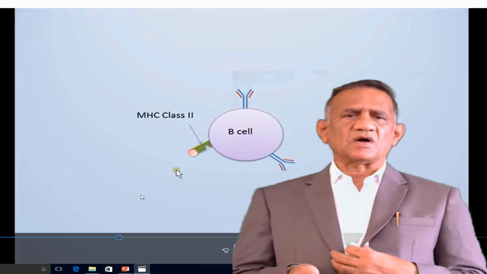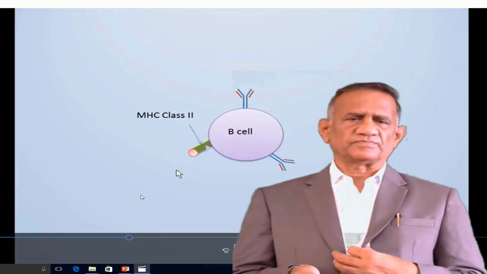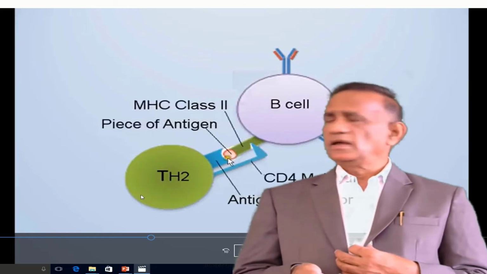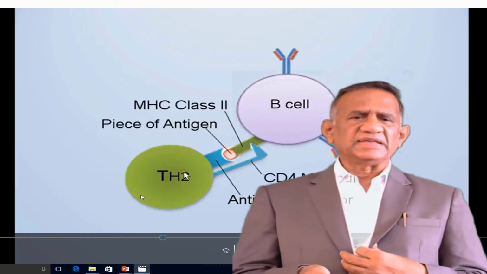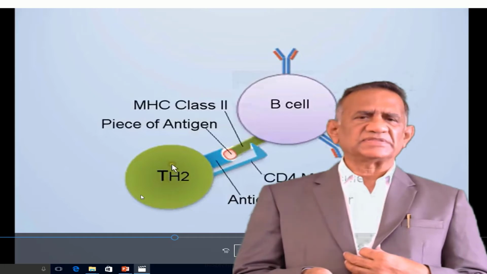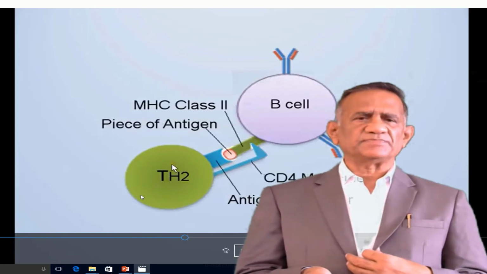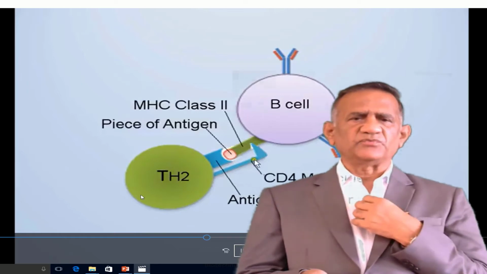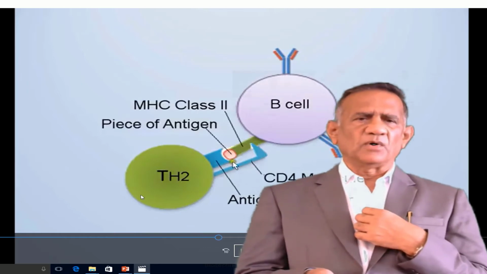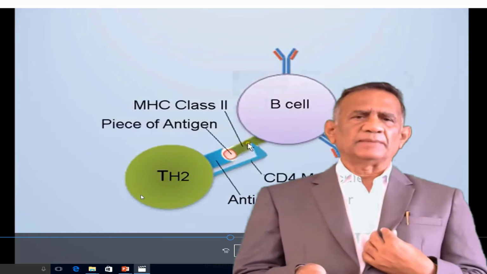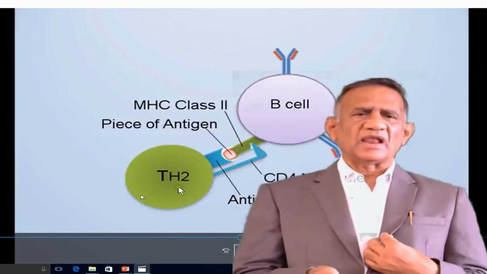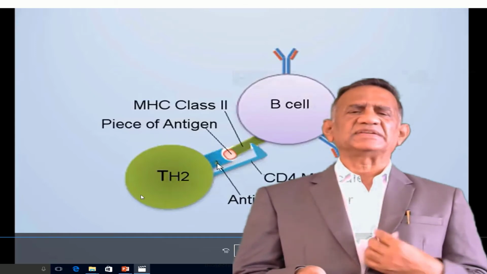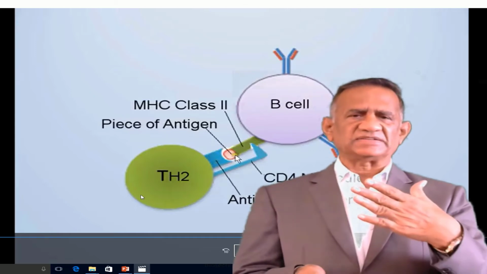The B cell has receptors called MHC class II receptors. These MHC class II receptors are presented to T helper cells. So this is the T helper cell. It has the T cell receptor complex. This T cell receptor complex and CD4 of the helper cell both anchor to the B cell MHC class II along with the piece of antigen. Along with the piece of antigen, the B cell is getting activated. That's the B cell activation.